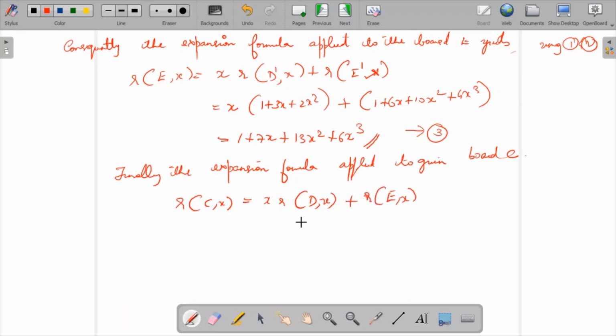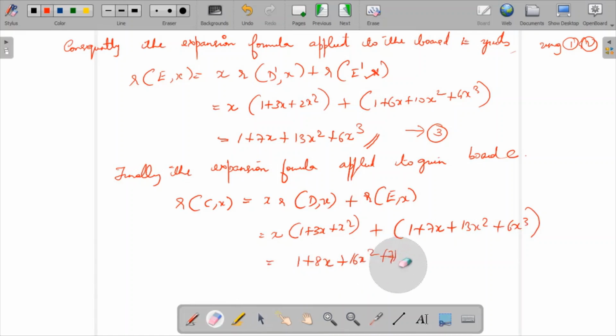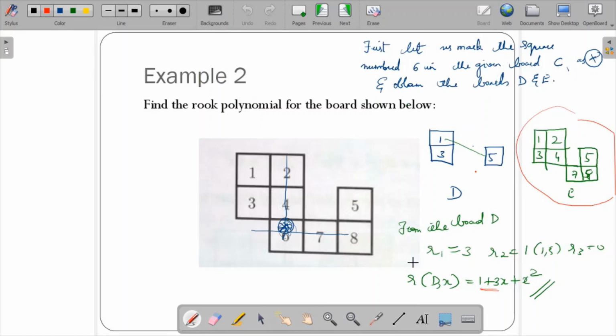So x into 1 plus 3x plus 2x square, plus R of E of x, which is 1 plus 7x plus 13x square plus 6x cube. This would result in 1 plus 8x plus 16x square plus 7x cube. So this is the result of this problem, which involves normal rook polynomial expansion as well as the product rule. So this is an example problem which covers all three concepts.